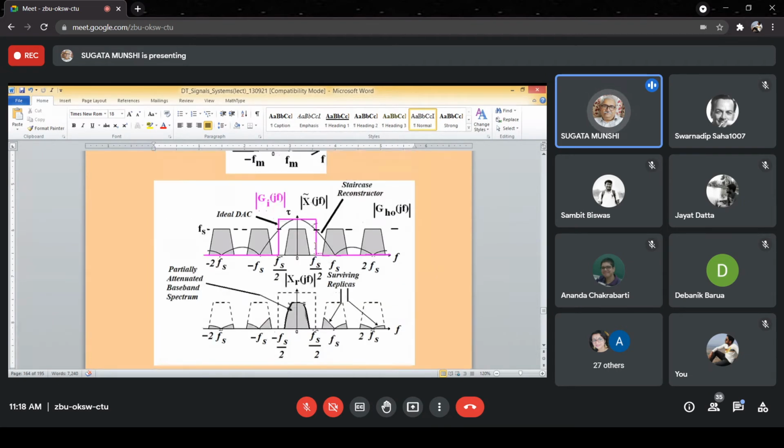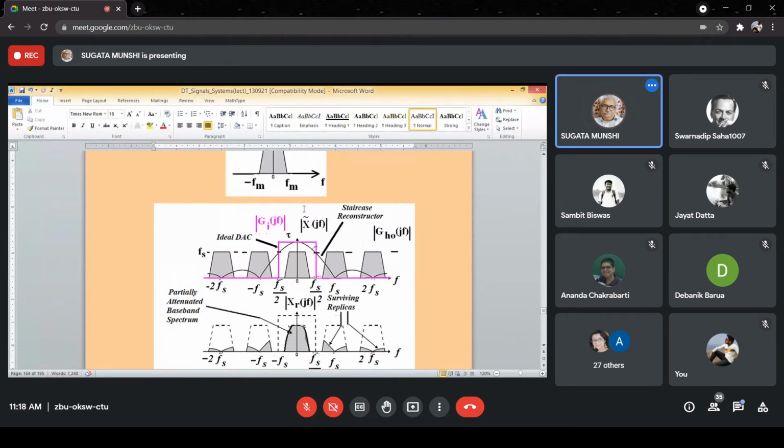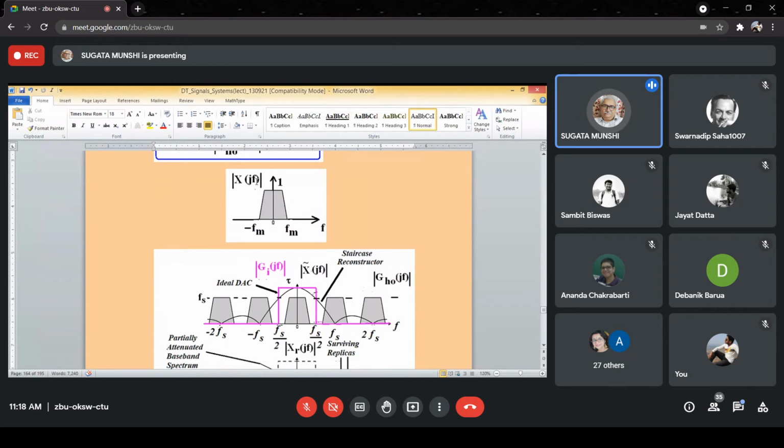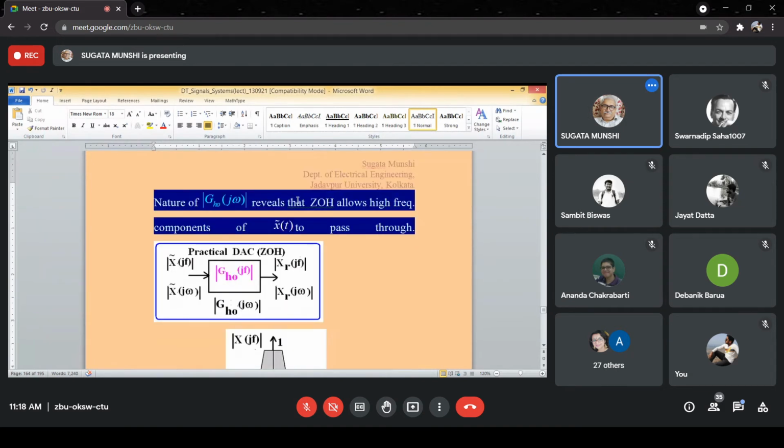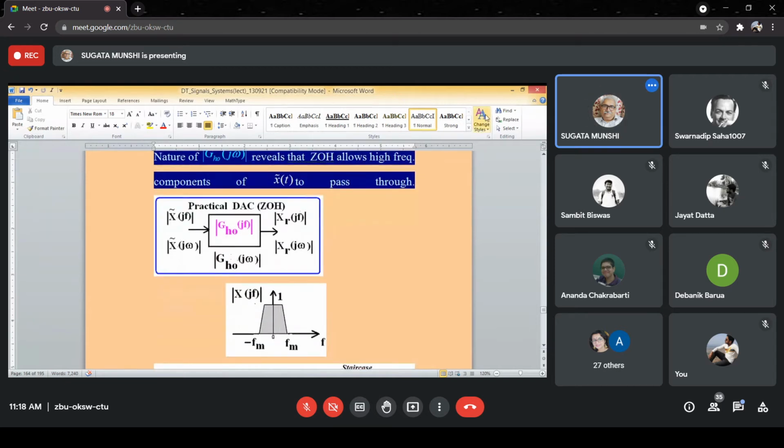If we had used the ideal interpolator, if it were possible to use the ideal interpolator or ideal DAC, this problem wouldn't have been there. We could have exactly obtained the magnitude of X(jf) at the output. So just write this part.